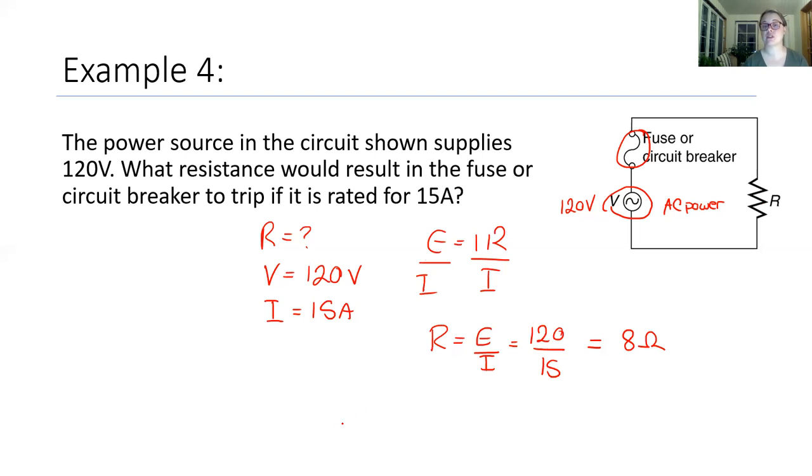So the resistor needs to be 8 ohms or larger. Okay? If it's smaller than 8 ohms, it's going to let too much current go and it's going to cause a fault, which will overheat the fuse and cause it to melt. It's actually a safety feature. We use fuses all the time to protect things.